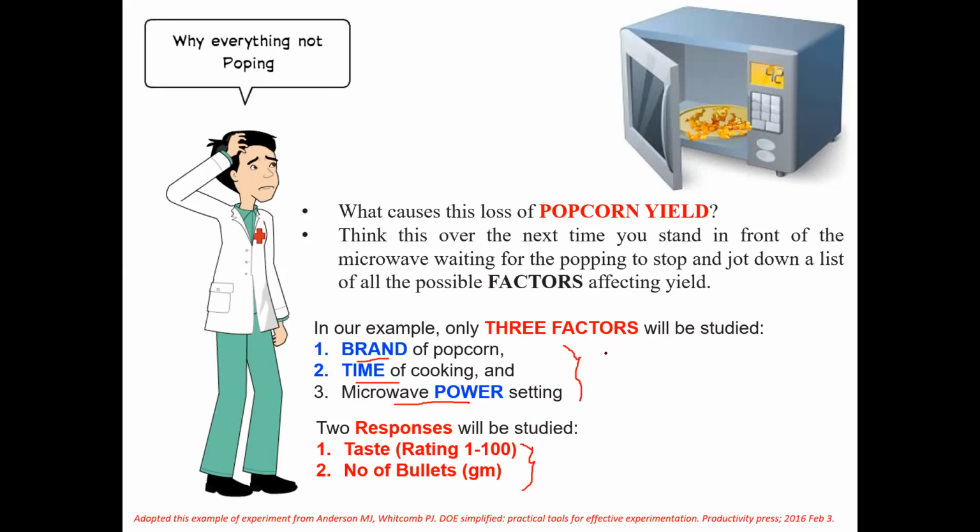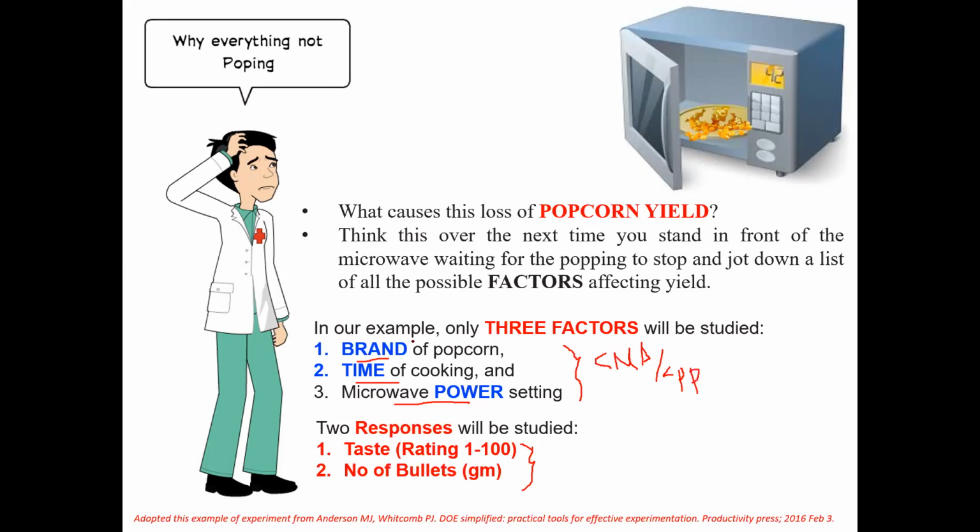So what I'll do is correlate these experiments with critical material attributes and critical process parameters. These are nothing but critical material attributes and critical process parameters.